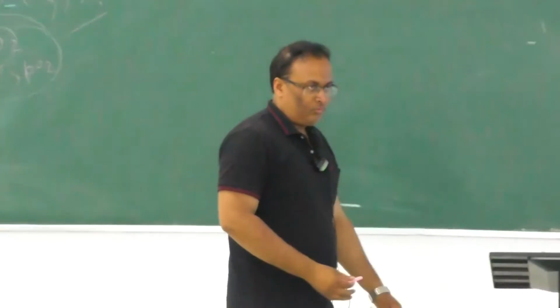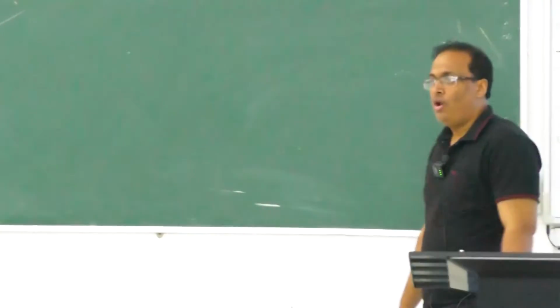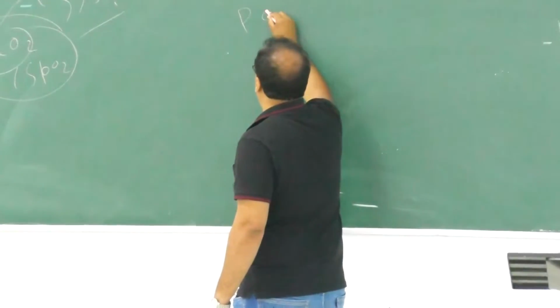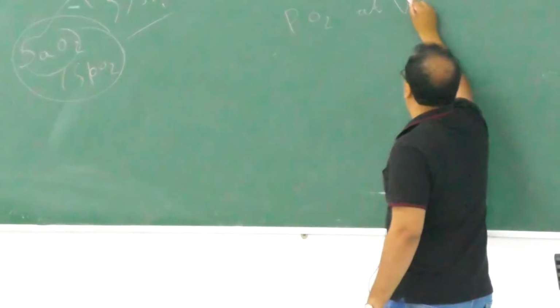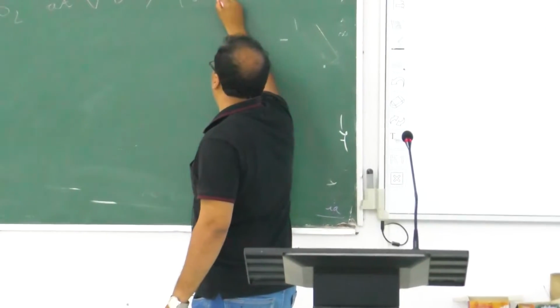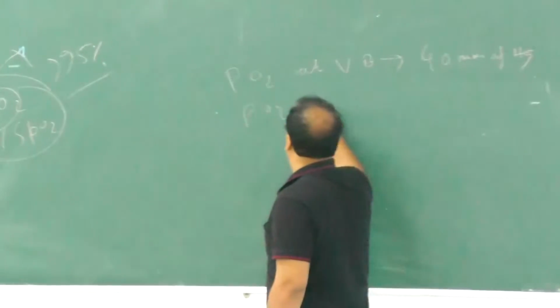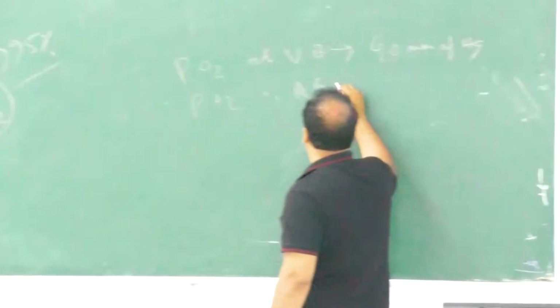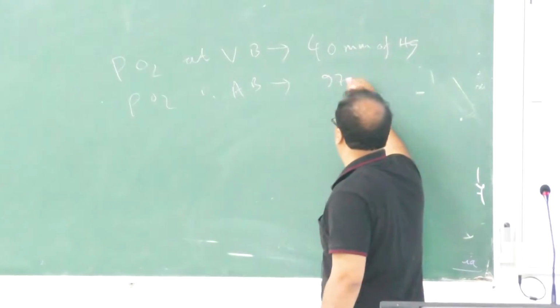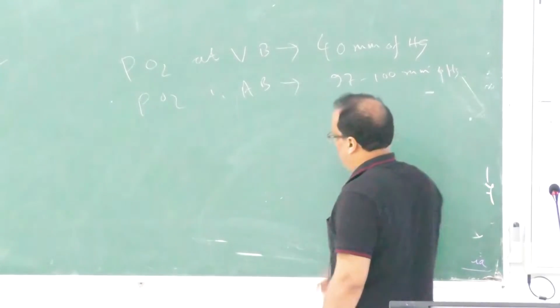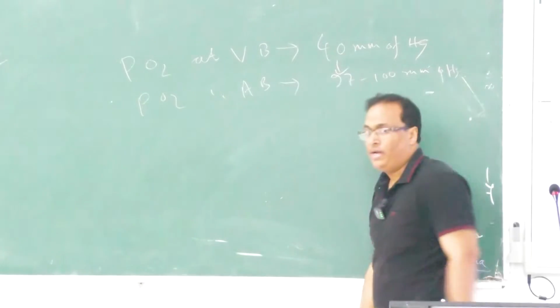some value you have to keep in mind. First of all, the partial pressure of O2 at venous blood, what is it? Correct. And PaO2 at the arterial blood is 97 to 100. So this is a change. Why is it changing? Because of the gaseous exchange.